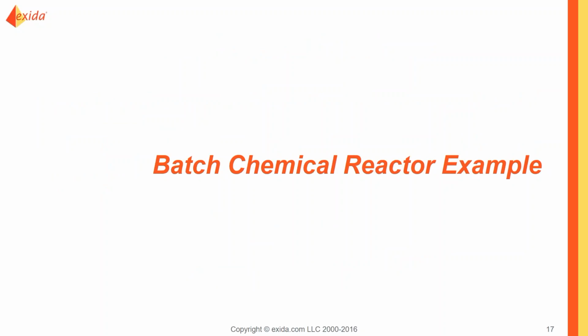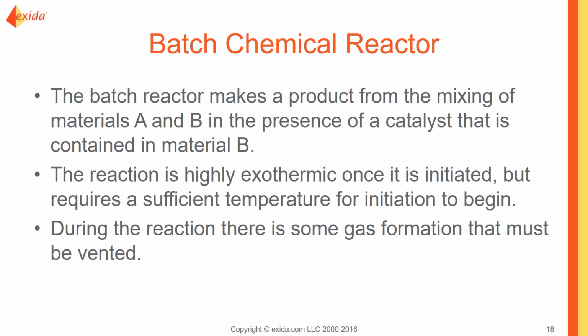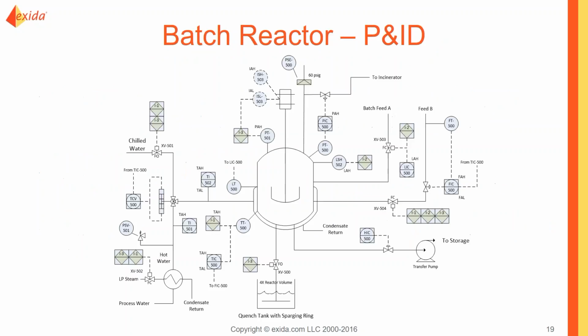So to guide you through the PHA and the LOPA, I've put together a process, a sample batch reactor. So in this case, a little background so you know what I'm talking about. The batch reactor makes a product from the mixing of materials A and B in the presence of a catalyst that is contained in material B. The reaction is highly exothermic once it is initiated, but it requires a sufficient temperature for initiation to begin. During the reaction, there is some gas formation that must be vented. So again, that's just a little background.